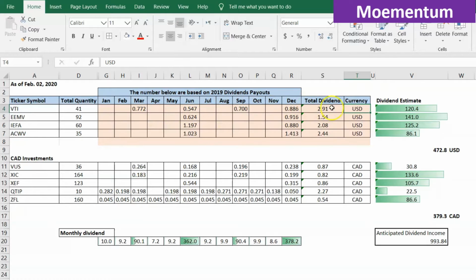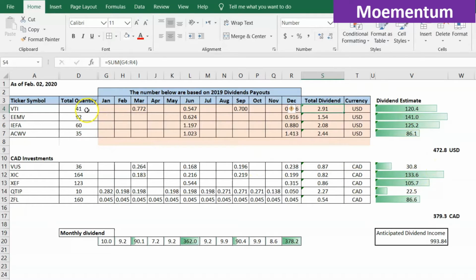This interactive tool will add up the entire dividends paid out for the calendar year, and you could see the total dividends paid out for VTI in 2019 was $2.91 USD. Similarly, I've been keeping track of my other exchange traded funds and the dividends paid out for them in 2019.